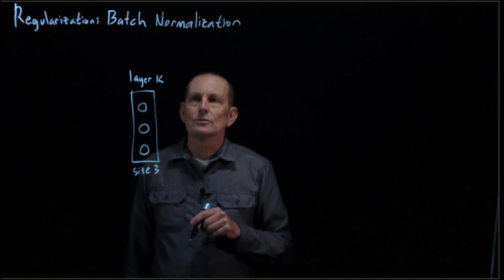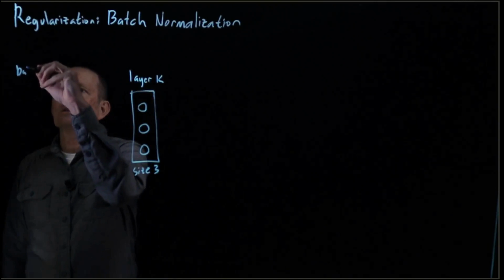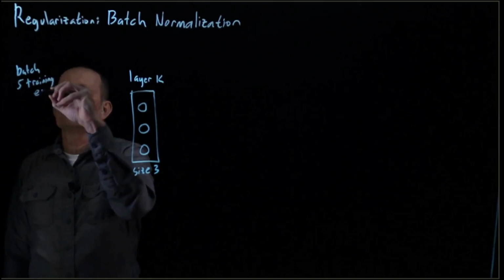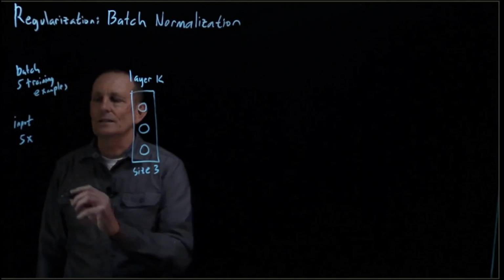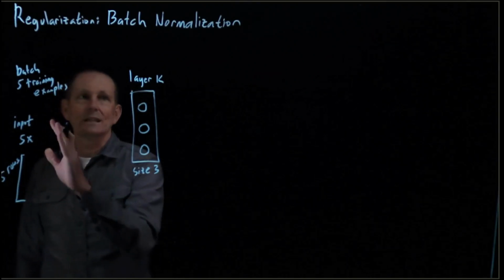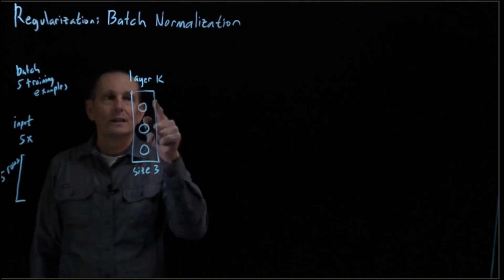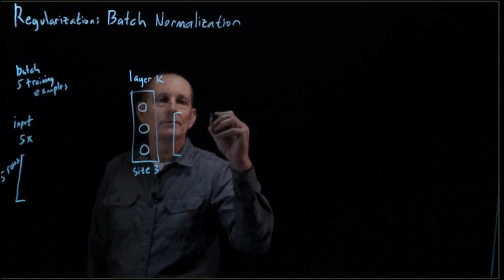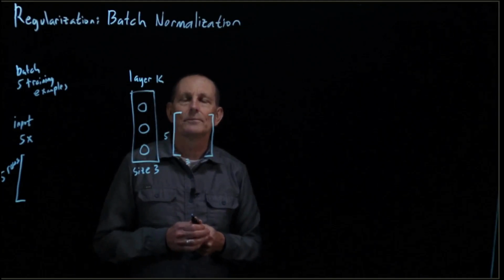What is the number of rows? Well, that's going to depend on the batch input. So if our batch has 5 training examples, then our input is of the form 5 times something. That is, there are 5 rows. That's going to be fed into each layer, and the output of each layer is going to be a 5 by something. In the case of layer K, we're going to have a 5 by 3 tensor coming out. A tensor, again, is just a multidimensional array.